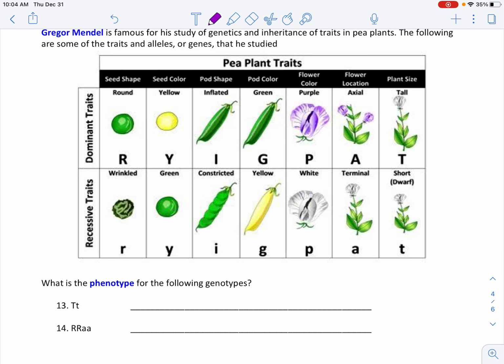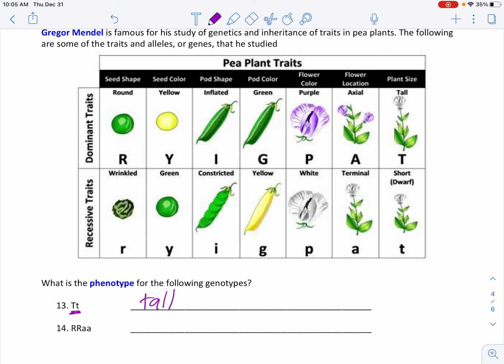What is the phenotype if the genotype is big T, little t? Well, big T, little t looks like a plant size trait, and if it has at least one of the dominant alleles, it will have the dominant trait. So the phenotype is tall. What about the next one? Let me erase those.